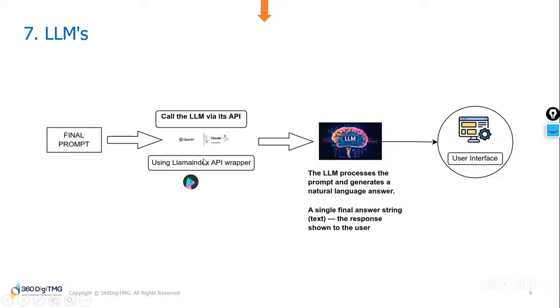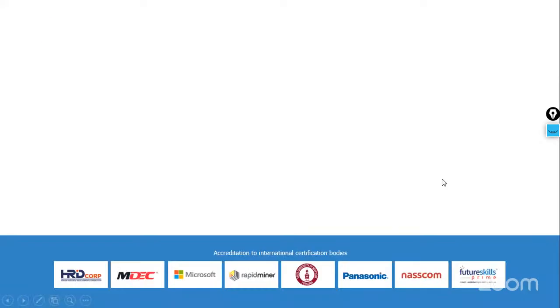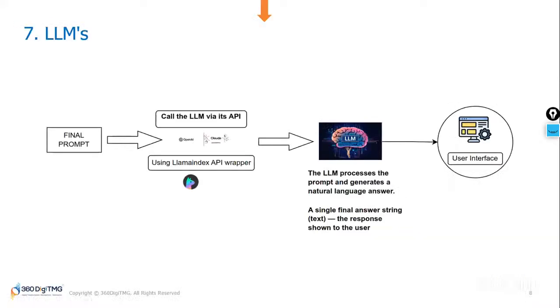And finally, once the prompt goes, the LLM via its API is going to wrap up the response. The LLM processes the prompt and generates a natural language answer. That is given to the user interface, and that's what you see. So this about wraps up the architecture of LlamaIndex.